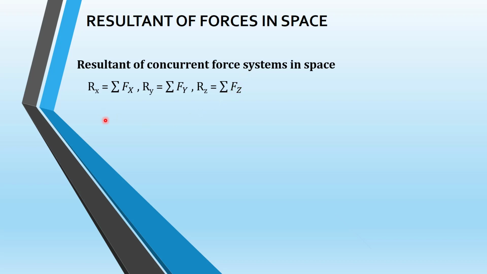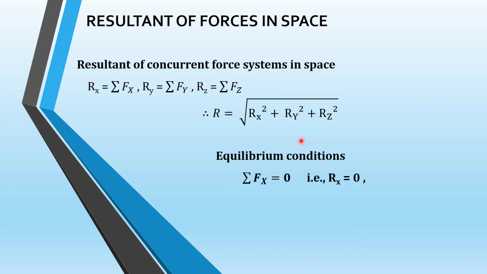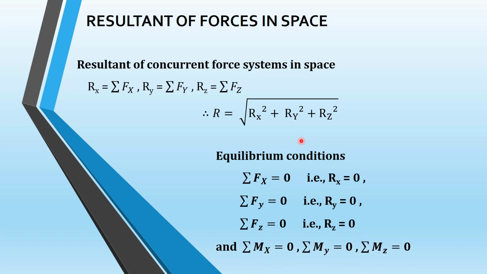So, finally, you can find out the resultant R using the equation R is equal to square root of Rx squared plus Ry squared plus Rz squared. Now let's see what are the equilibrium conditions available. For equilibrium, the resultant force acting on the system must be equal to 0. So that means sigma Fx must be equal to 0, sigma Fy must be equal to 0, and sigma Fz also must be equal to 0. Then we have three more equations, that is sigma Mx equal to 0, sigma My equal to 0, and sigma Mz equal to 0.